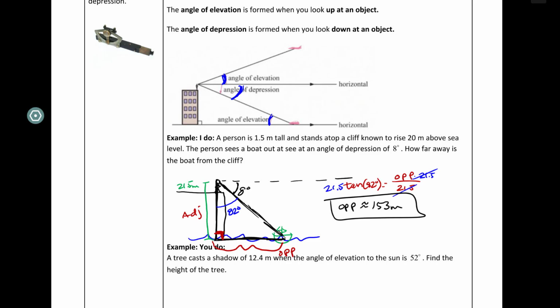So you now have an example, another classic one. Tell me how tall the tree is by knowing the distance of its shadow and the angle of elevation. Go ahead and try that one on your own.